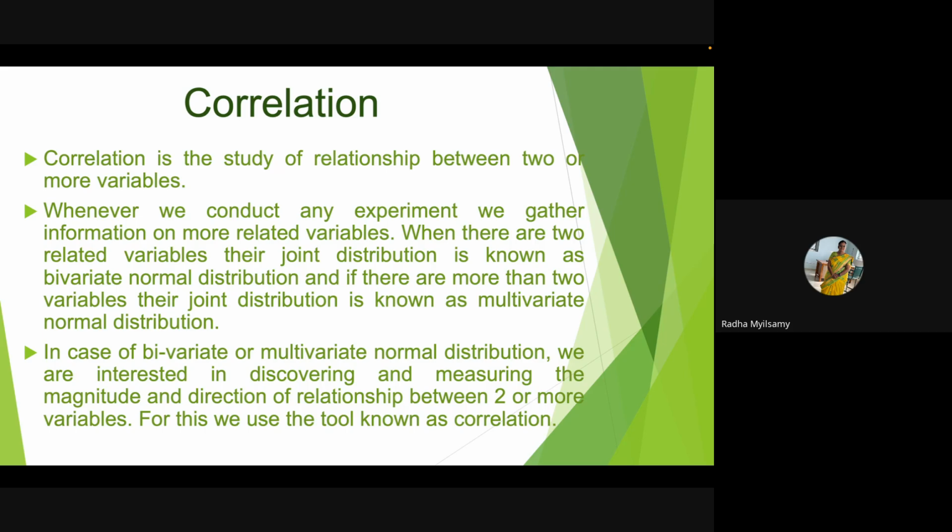If it is between 0 and -1, we take it as a negative correlation, which means that if we change one variable, the reverse will happen. If we increase one variable, the other variable's value may decrease. For example, price and demand are examples of negative correlation.